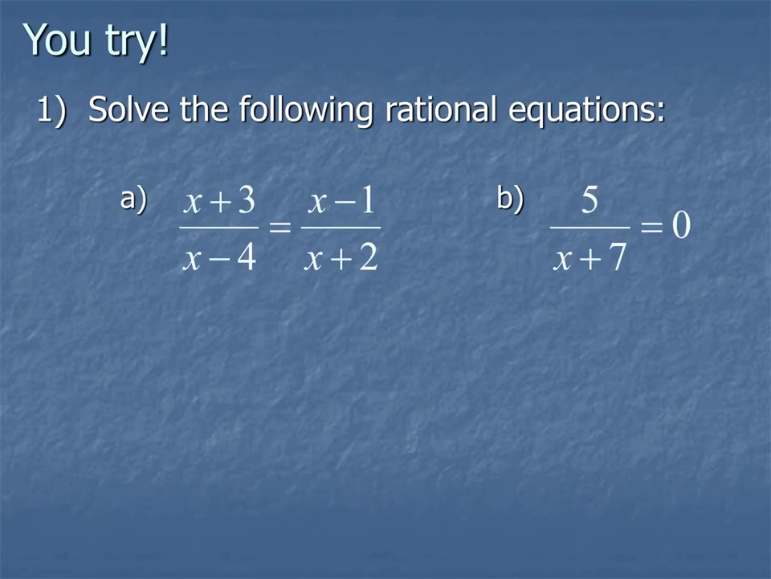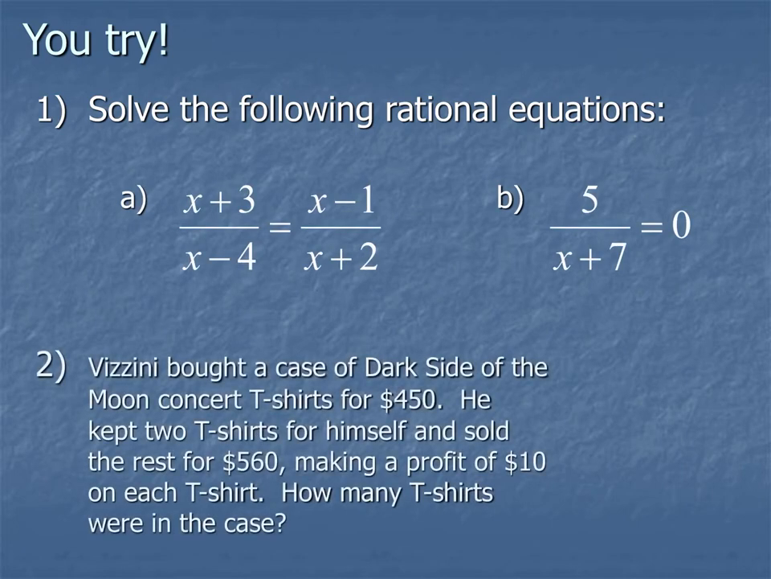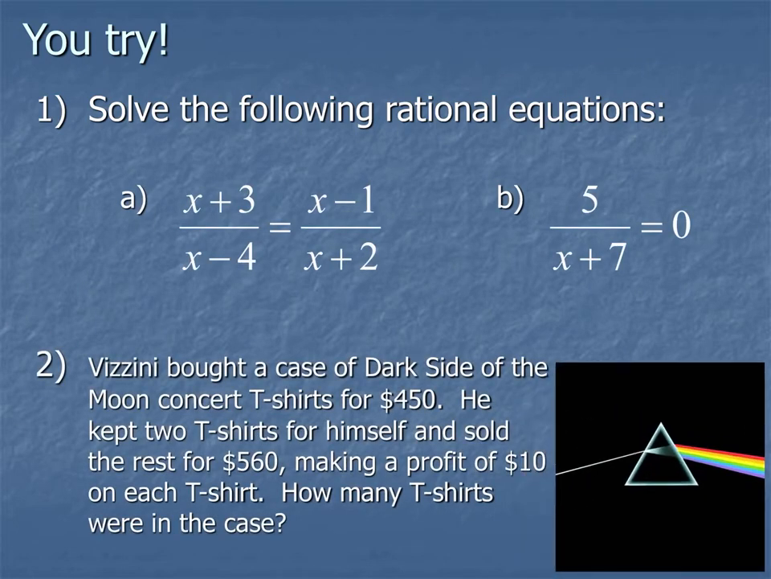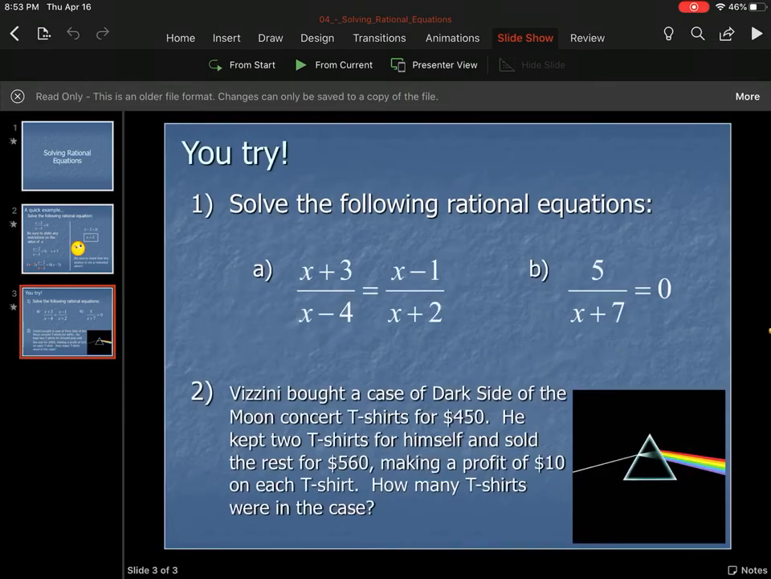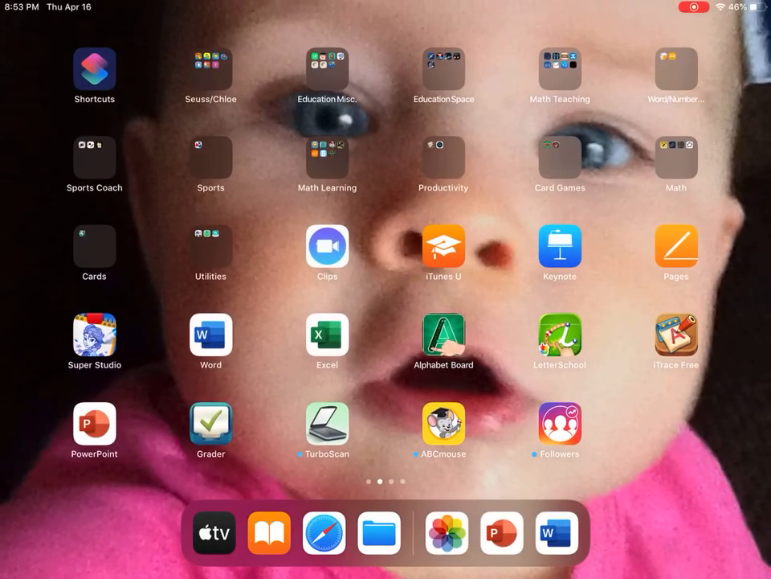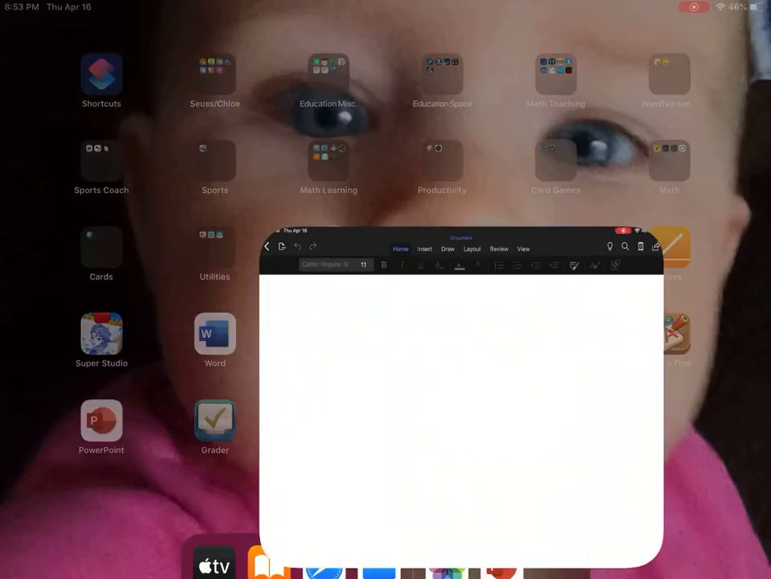It says you try, and there's 3 examples here. It says, solve the following rational equations. It gives us 2 examples to work with, and then a word problem, which is a really devastating word problem. So we'll come back to that, and just to get some room to write, I'm going to take these equations they want me to solve over to Microsoft Word. A little easier for me to write in there.